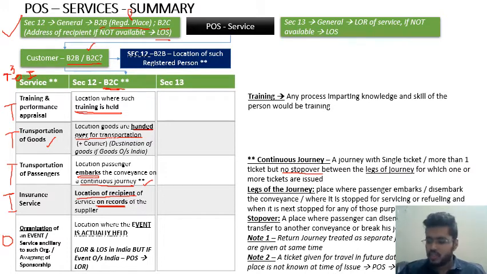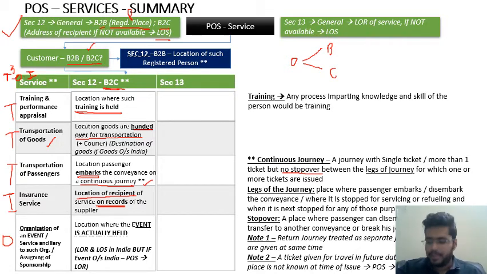So organization of an event. What is organization of an event? You take all the arrangements to ensure that the event is organized, right? So that service is different from giving an admission for someone to come to, or get admitted into the event. So in the case of organization of an event, again what we need to see is whether the customer is B2B or B2C. And what if B2B? I think we have discussed extensively what will happen if it's a B2B. His location will be the POS.